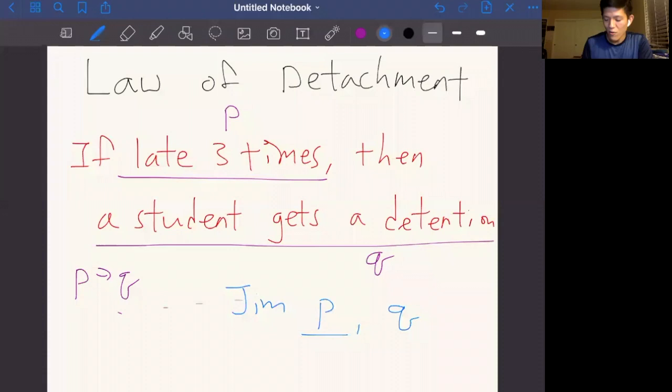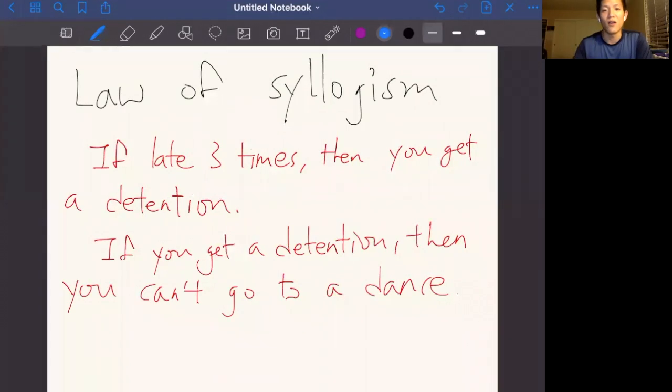Does it work the other way around? If Jim got detention, does that mean he was late 3 times? No, it doesn't work that way. So the other way doesn't work. Only if P is true, then Q must be true. Because if he got a detention, then it could be for other reasons, right? Besides tardy.